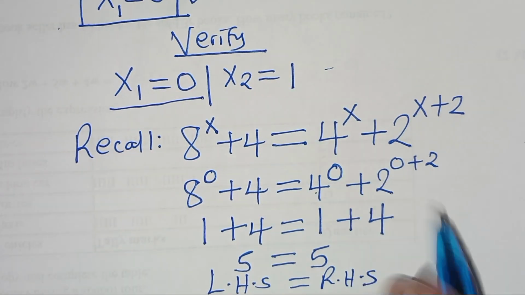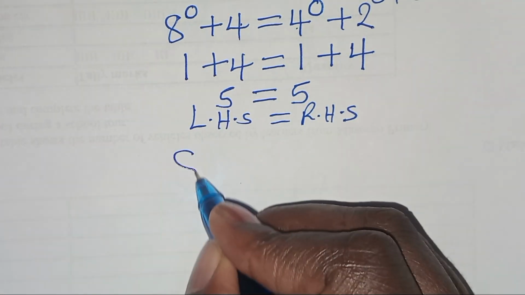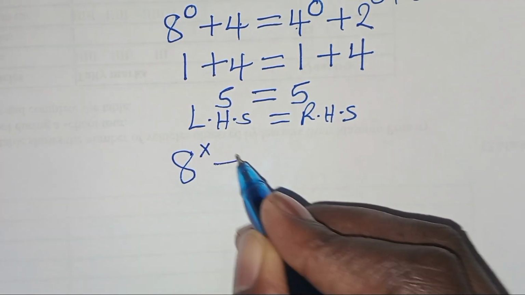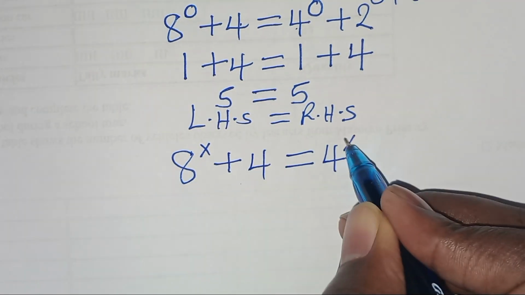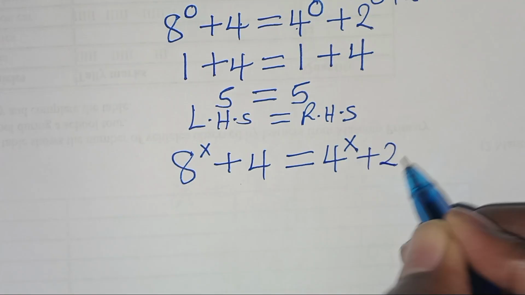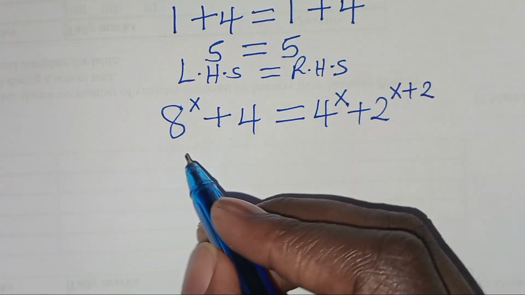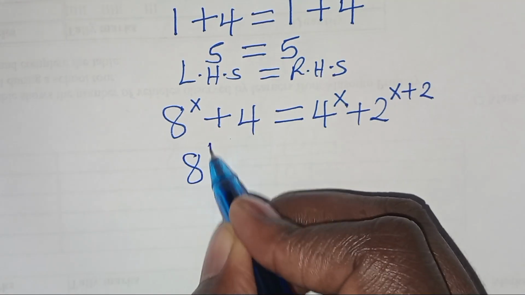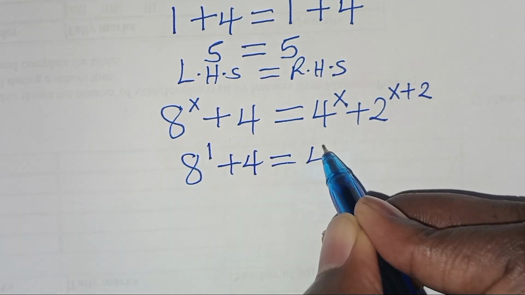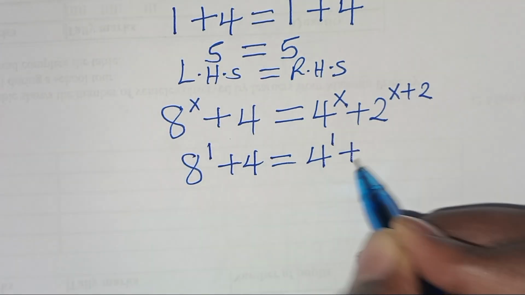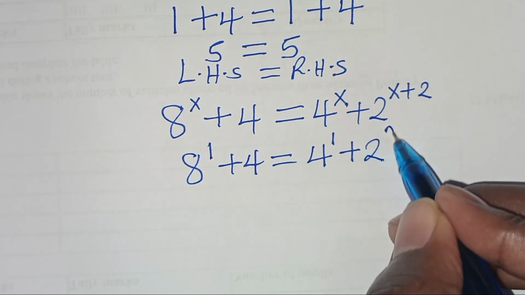Let's check x2, which is equal to 1. So again here, we have 8 to power x plus 4 equal to 4 to power x plus 2 to power x plus 2. So substituting 1, we have 8 to power 1 plus 4 equal to 4 to power 1 plus 2 to power 1 plus 2. This is 1 plus 2, which is 3.